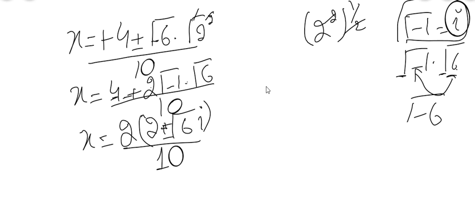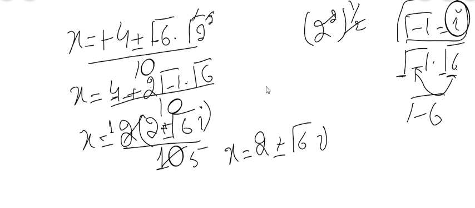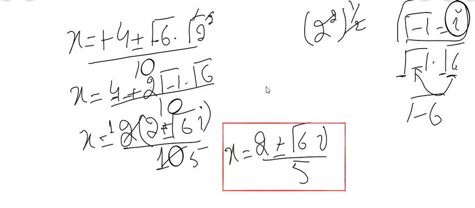Now you can see that 2 1s are 2 and 2 5s are 10, and we got the value of x is equal to 2 plus minus under root 6 iota by 5. So this is the simplification of our x value. Now we know the value of x is equal to 2 plus minus under root 6 iota by 5. You should keep in your mind that this is the formula of the quadratic equation, that is minus b plus minus under root b square minus 4ac by 2a.